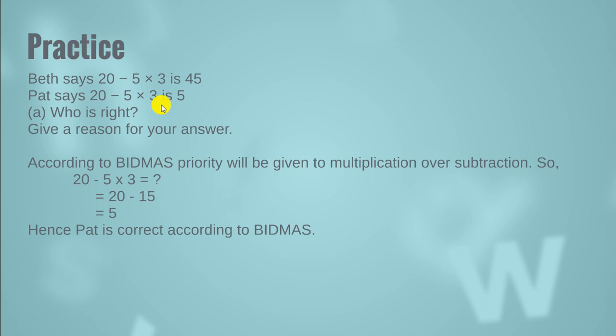So let's solve it according to BIDMAS priority. BIDMAS priority will be given to multiplication over subtraction. So 20 minus 5 multiplied by 3. 5 multiplied by 3 will be given priority according to BIDMAS. So we will have 15 over here, and here we have 20. So 20 minus 15 gives us 5, and hence we come to know that Pat is correct according to BIDMAS.